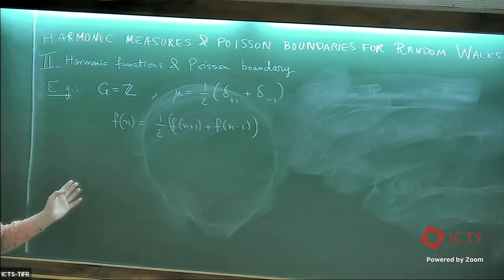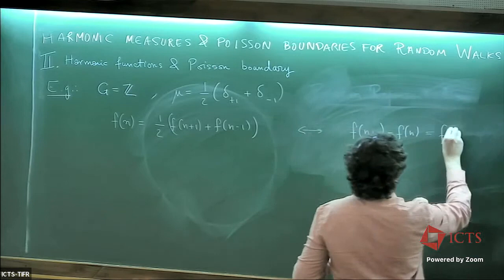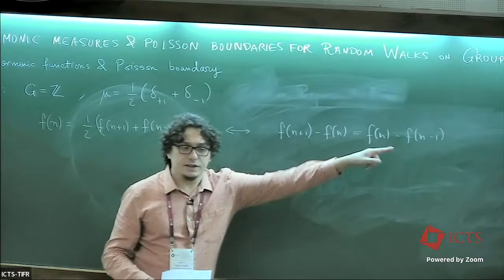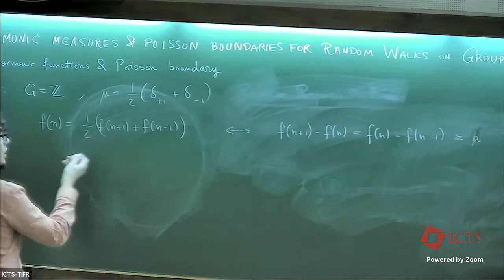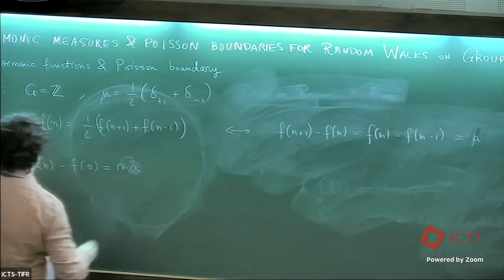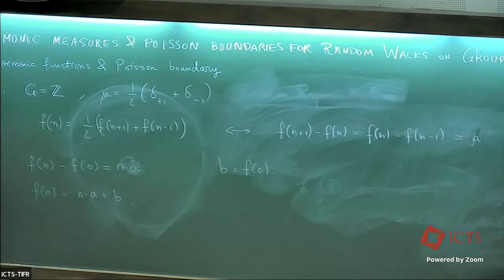But then you can rather write this as f of n plus one minus f of n equals f of n minus f of n minus one, for any n. So basically, from the step n to the step n plus one, there's a fixed delta, so let's call this number a. And so we get that f of n minus f of zero would be n times a. And so f of n is of the form n times a plus b, where of course we set b equals f of zero. So these are just affine functions.